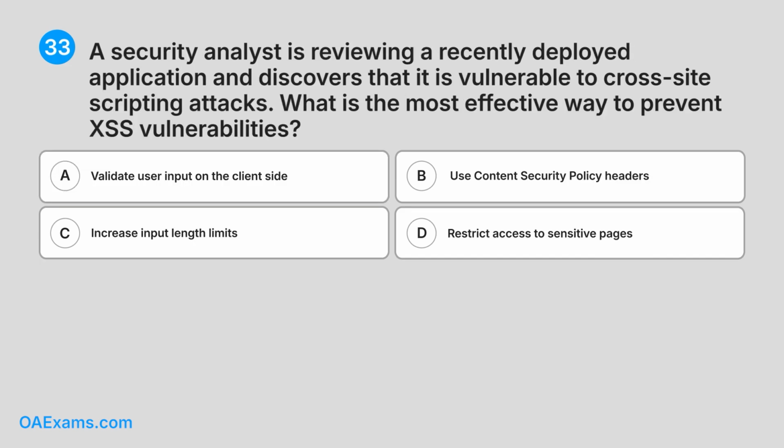33. A security analyst is reviewing a recently deployed application and discovers that it is vulnerable to cross-site scripting attacks. What is the most effective way to prevent access vulnerabilities? A. Validate user input on the client side. B. Use content security policy headers. C. Increase input length limits. D. Restrict access to sensitive pages. Do you know the answer?